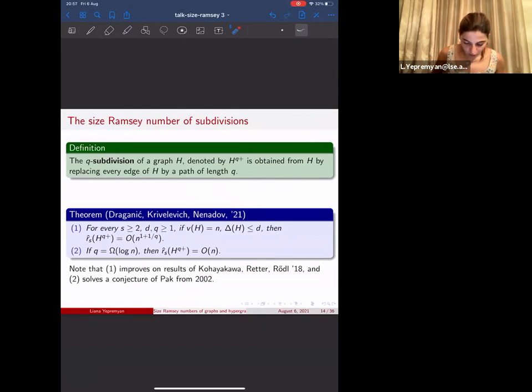Okay. So the first result improves some results of Kohayakawa, Retter, and Rödl. And the second one actually solves a conjecture of Pak from 2002. So this is related to some computer science problem.